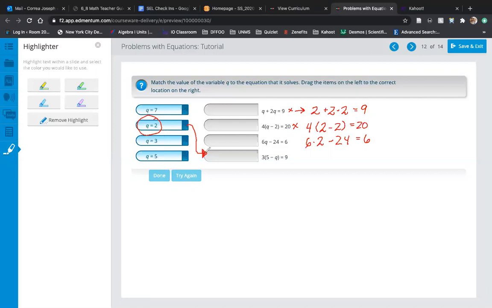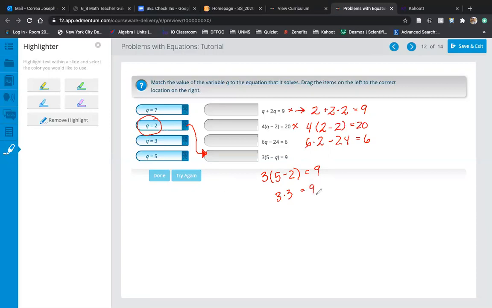I know that this one has to go here, right? But I'm a math teacher, so let's just check it to make sure we didn't make a mistake. So really quickly, I'd say, okay, so 3 times (5 minus 2), is that equal to 9? 5 minus 2 is 3, so yes, 3 times 3 is equal to 9.